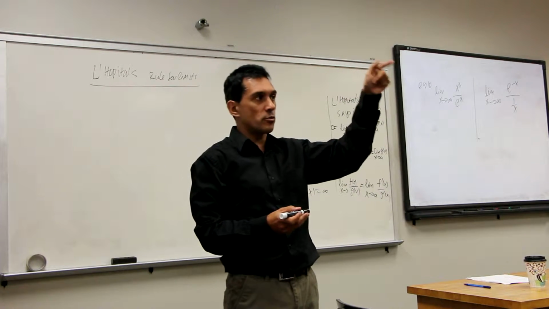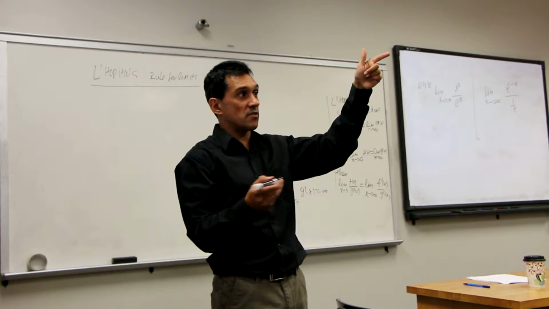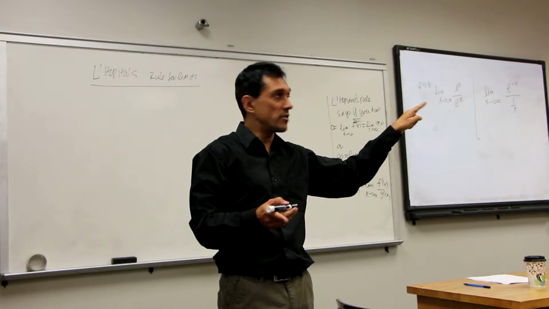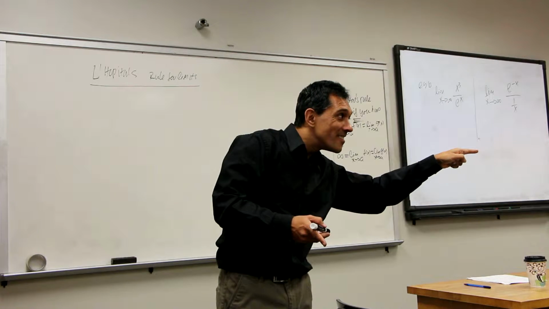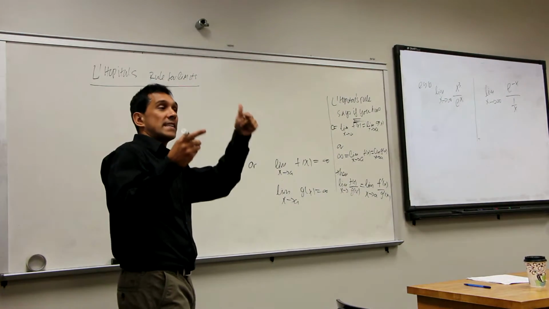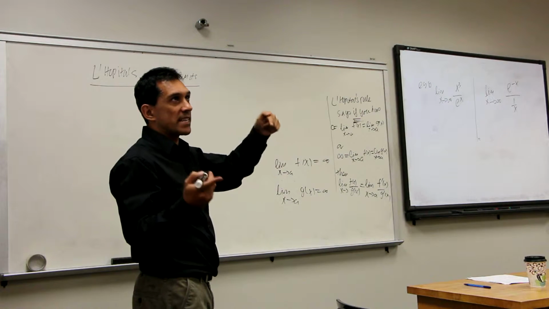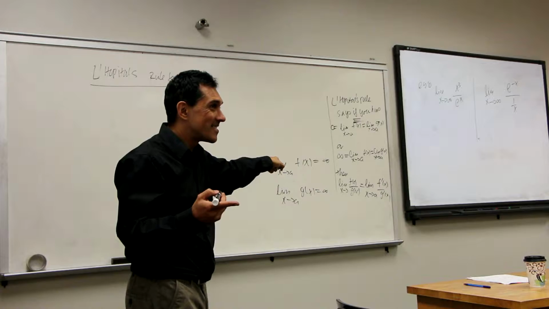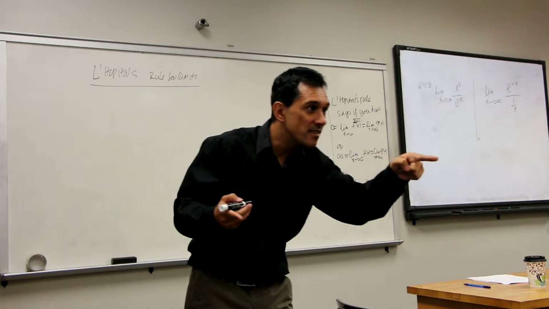If the limit of the numerator is 0 and the limit of the denominator is 5, don't do it. But then 0 over 5 is what? Good. If the limit of the numerator is 10 and the limit of the denominator is infinity, don't use it. But then what's 10 over infinity? 0.